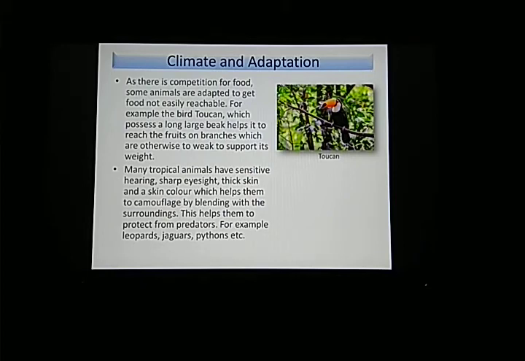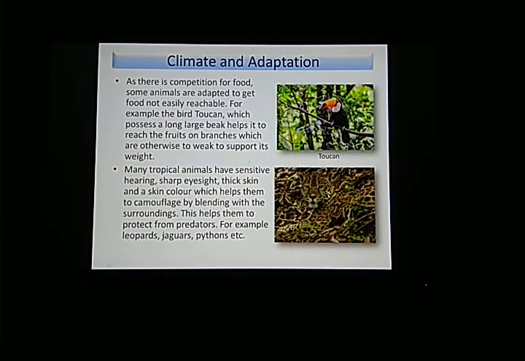Now, many tropical animals have sensitive hearing, sharp eyesight, thick skin, and skin color which helps them to camouflage by blending with the surroundings. This helps them to protect from predators. For example, leopards, jaguars, pythons. So their skin is in such a way that it can easily hide themselves in the surroundings of the environment or the surroundings of the forest.